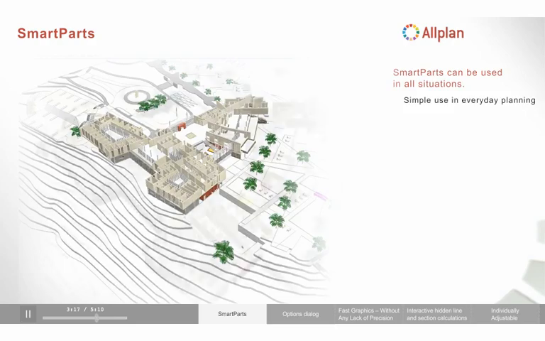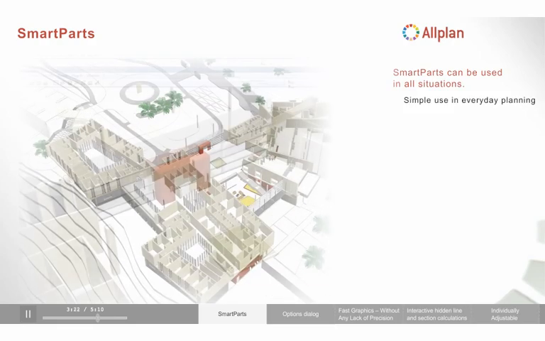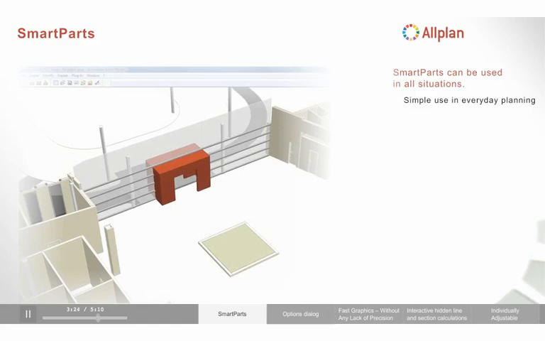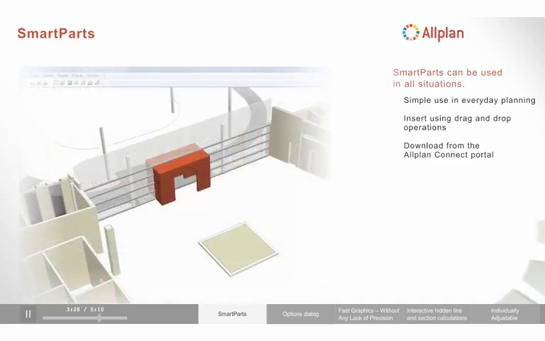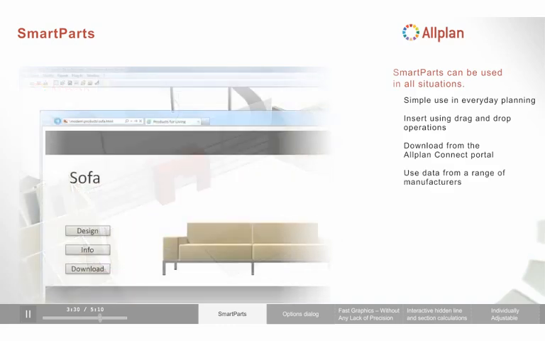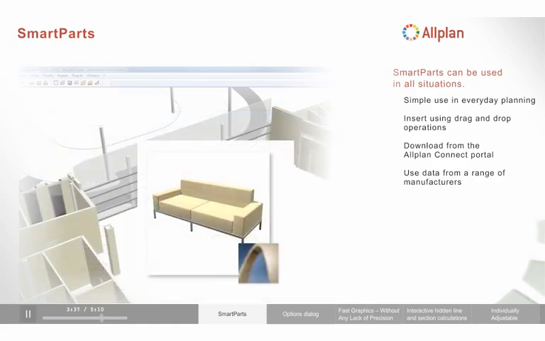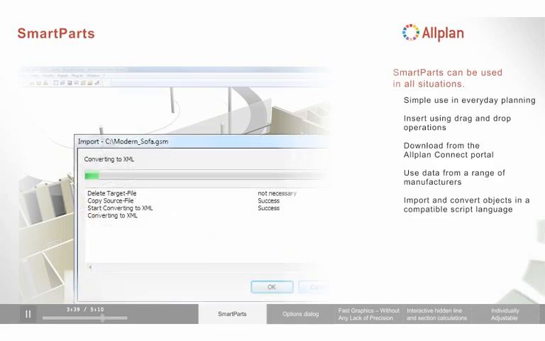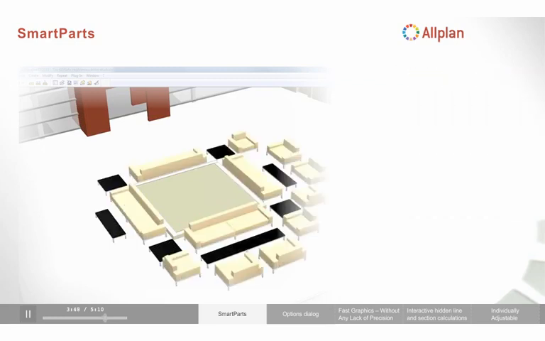You can also enhance your plans with furniture or other parts with just a few mouse clicks. Zoom in to the place where you would like to work. Then drag a SmartPart, e.g. from Allplan Connect, directly into your project. Moreover, many manufacturers already offer CAD data and libraries that you can also use. When inserting objects into Allplan, they will be converted from a script language into parametric SmartParts if necessary. These naturally remain flexible so that you can also subsequently change dimensions, surfaces, or other parameters.